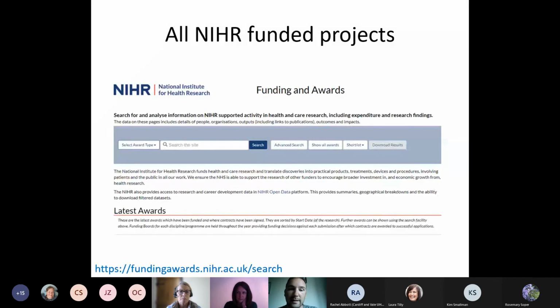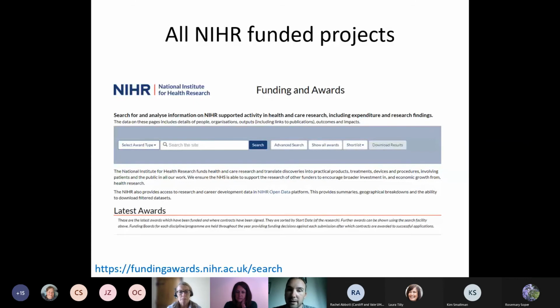What's also helpful is this website, where you can browse all funded projects, because they are spending taxpayers' money, so they have to be really open about it. You can also look at meetings, panel minutes from NIHR funding panel meetings, and which applications got funded and which didn't. So that can also be really helpful when you're developing your own grant application, to see what successful applications look like and what they have already funded.